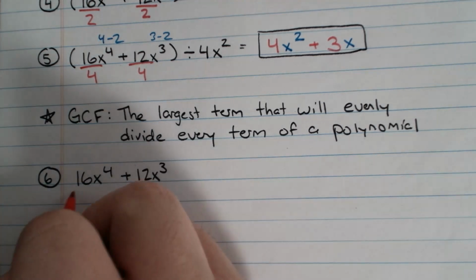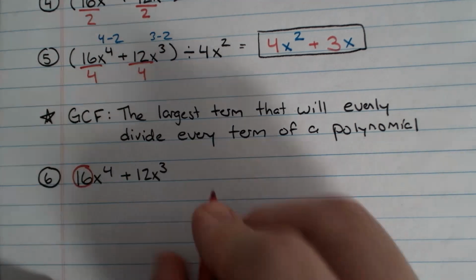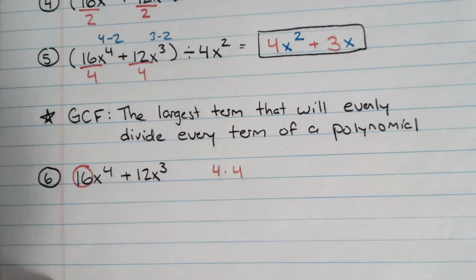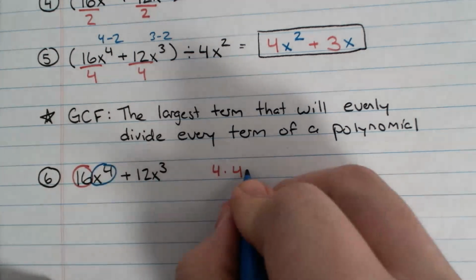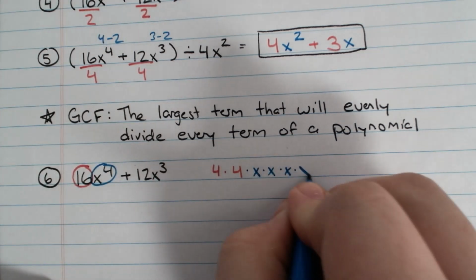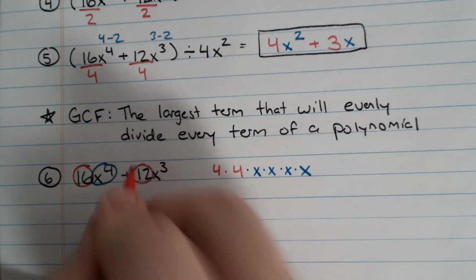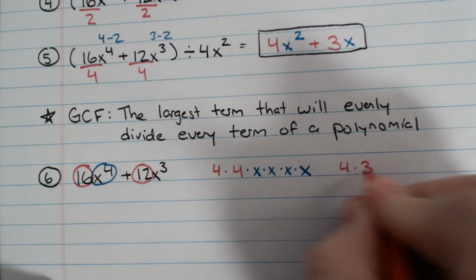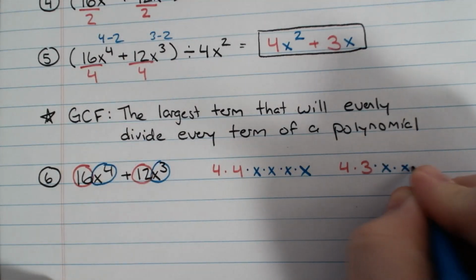I'd like to expand that for a second. So 16 is really just a 4 times 4 in disguise. X to the 4th is x times x times x times x, all scrunched up together. Then that positive 12 could be rewritten as 4 times 3. And x cubed could be written as x times x times x.